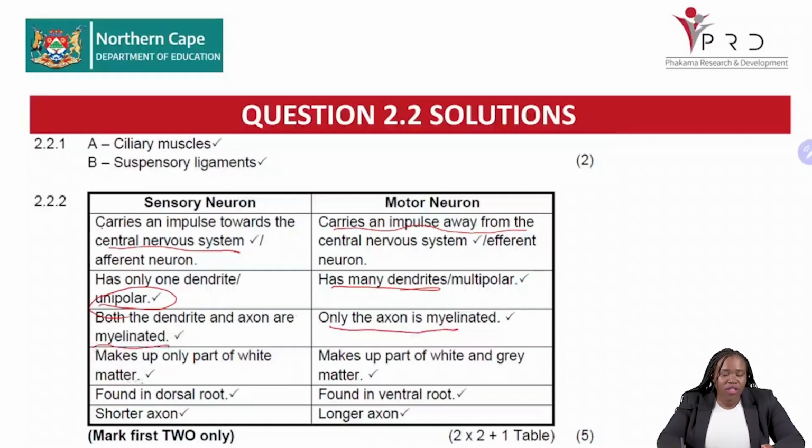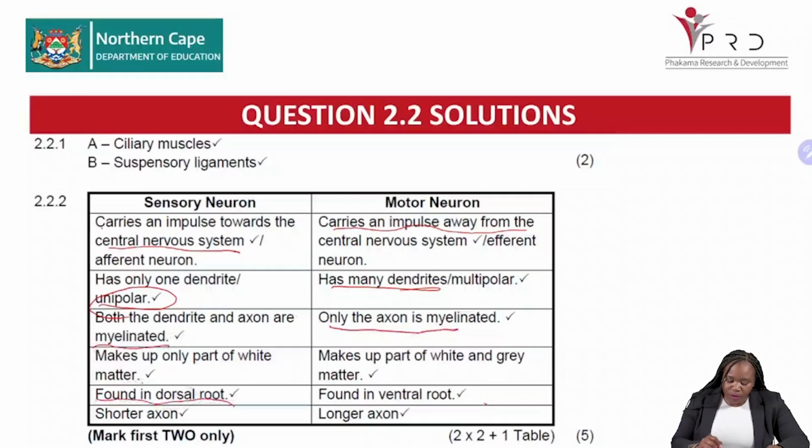And then found in the dorsal root. Remember, when you draw your reflex arc, you should be able to indicate this part. Why is it found in the dorsal root? Remember, this is based on the position of the cell body. In the dorsal root, we have the dorsal root ganglion, which shows that it accommodates that centrally located cell body of the sensory neuron, which is not the case with the ventral root. It doesn't have a ganglion because the motor neuron does not have that centrally located cell body. Lastly, the sensory neuron has a shorter neuron, whereas the motor neuron has a longer neuron.